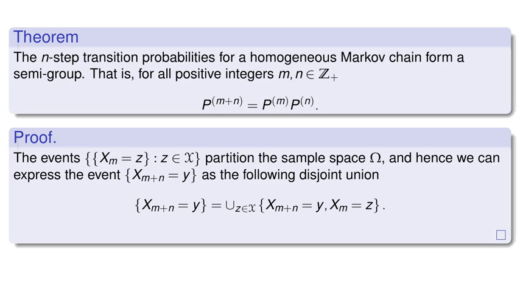For the proof, consider that the events, the set that X_m equals z for z in 𝒳, partition the sample space Ω. Hence, we can express the event that X_{m+n} equals y as the following disjoint union. The set X_{m+n} equals y is the union over z in 𝒳 of the set where X_{m+n} equals y and X_m equals z.